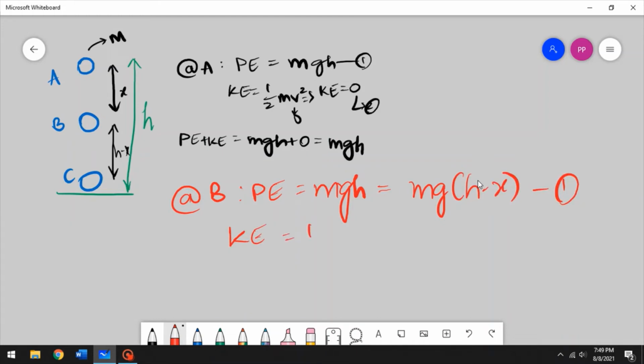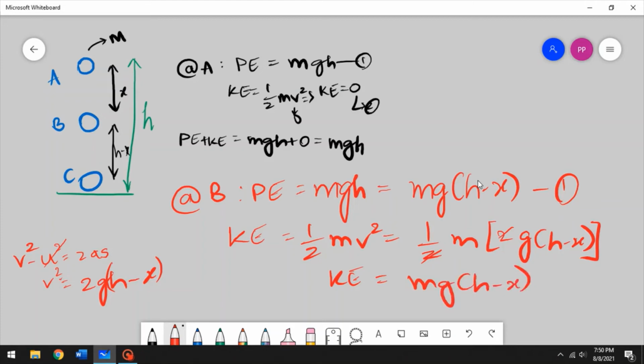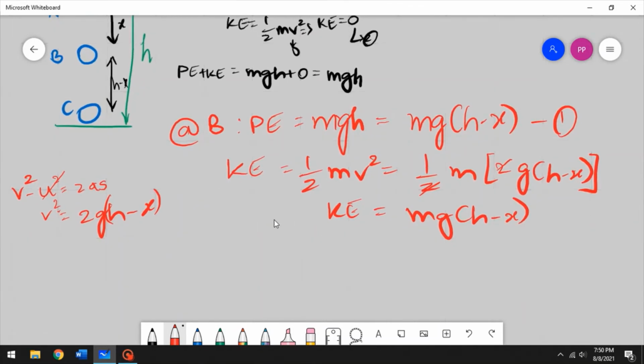Kinetic energy is half mv squared, right? And how do you find the velocity here? Think about the equation of motion. v squared minus u squared equals 2as, right? So u squared is 0. v squared is equal to 2gh because a is g and s is h minus x. So half m times 2g(h minus x), the 2 and 2 get cancelled. Kinetic energy equals mg(h minus x). Then, if you add them up, potential energy plus kinetic energy will be mgh.